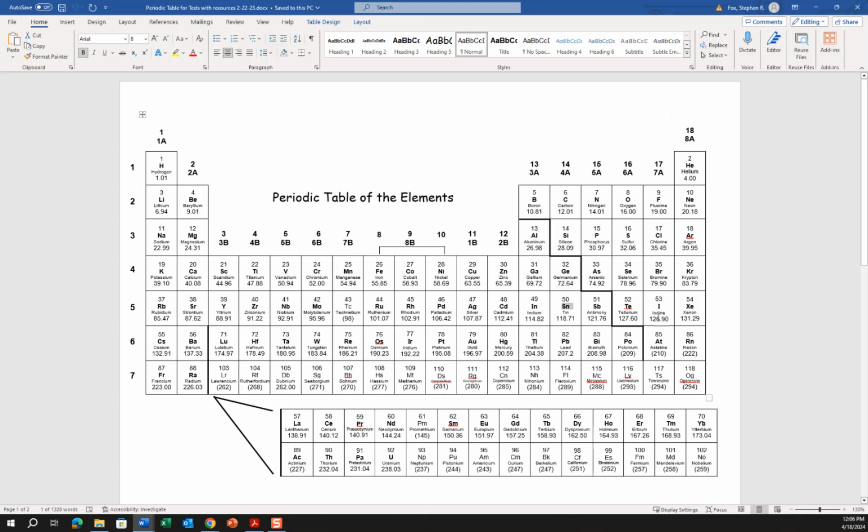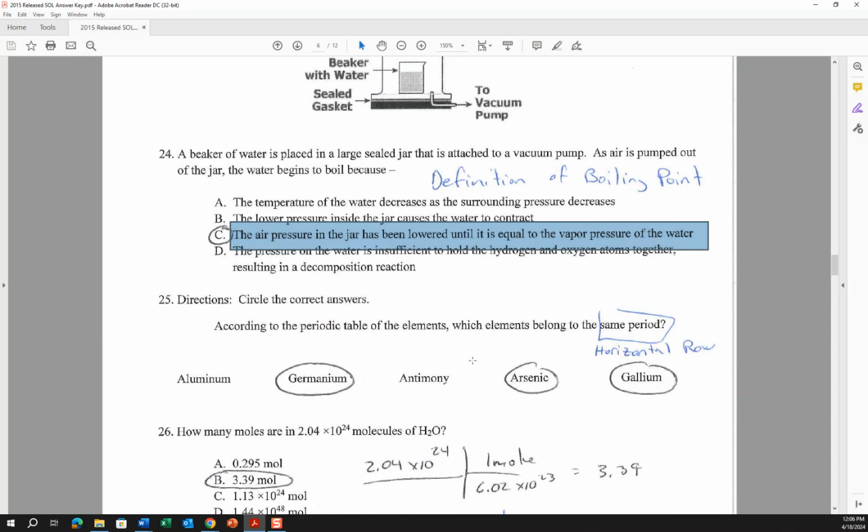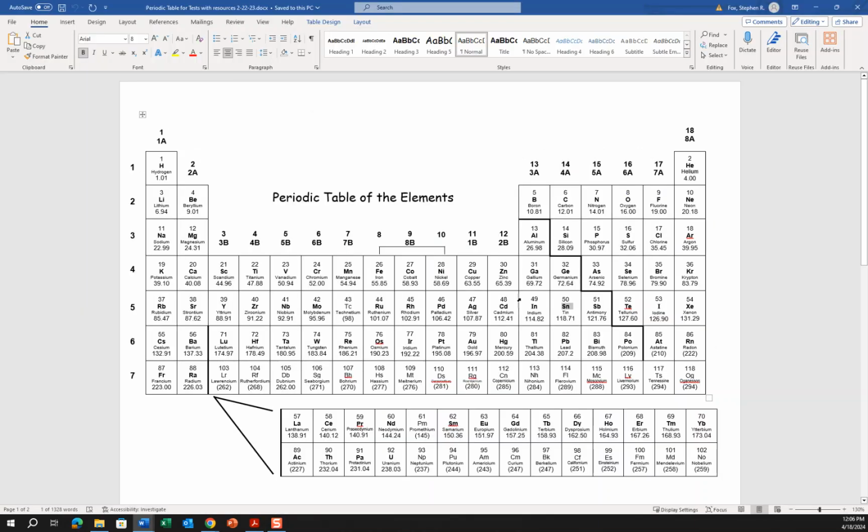So same period, and it's weird, but you just have to figure out germanium, arsenic, gallium. Let's find that on the periodic table. Germanium, arsenic, and gallium are right here, right next to each other in the same row of the periodic table.